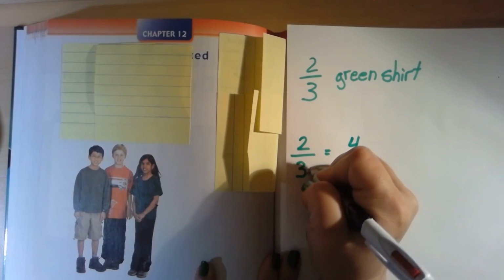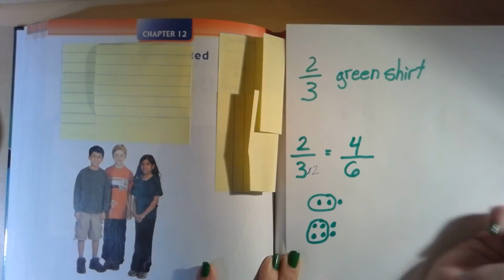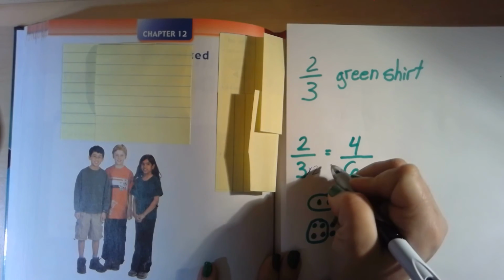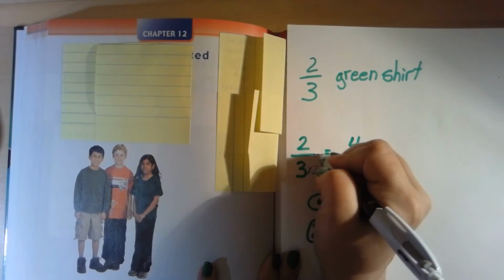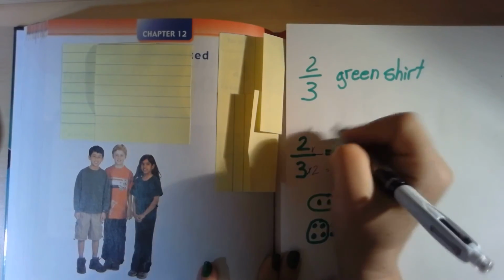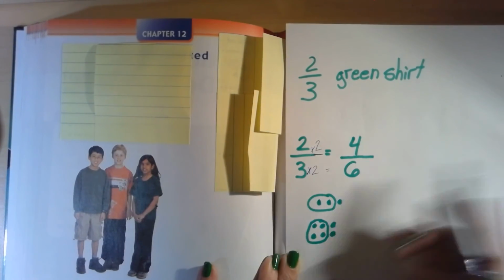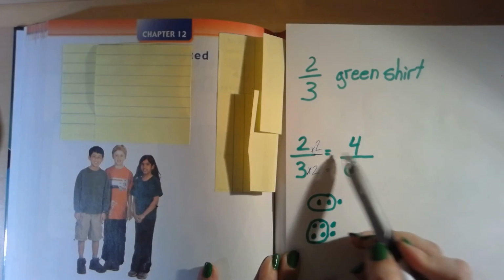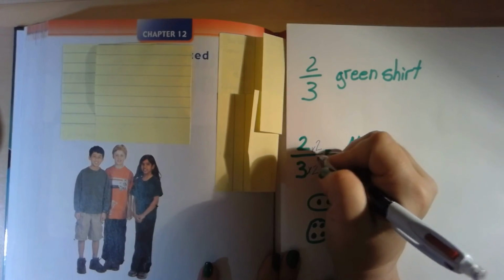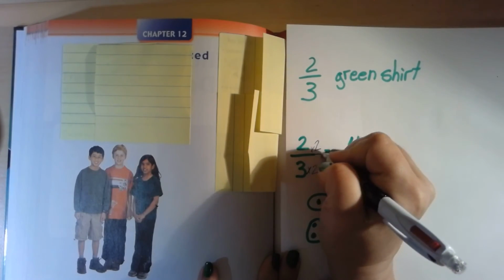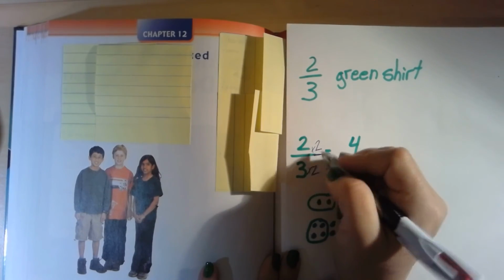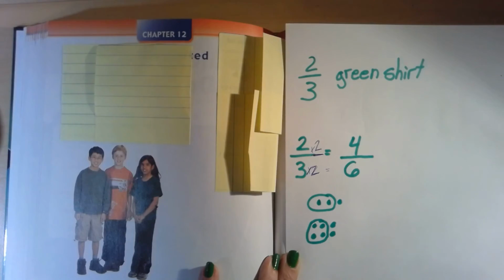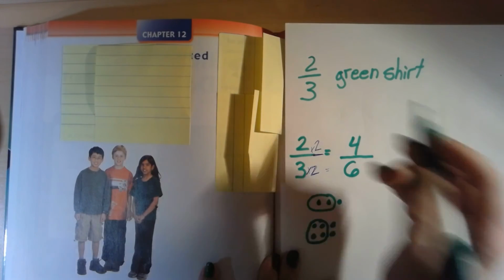Or you know that 3 times 2 is 6, and whatever number you multiply the bottom, the denominator by, you have to multiply the numerator by. So 2 times 2 equals 4, and we know that 2 over 2 is 1. So any number times 1 is going to equal itself. The value is going to stay the same, right?